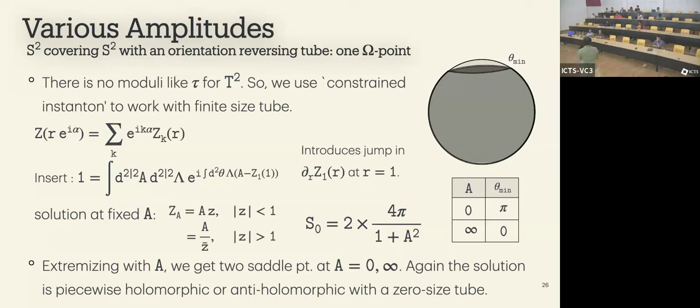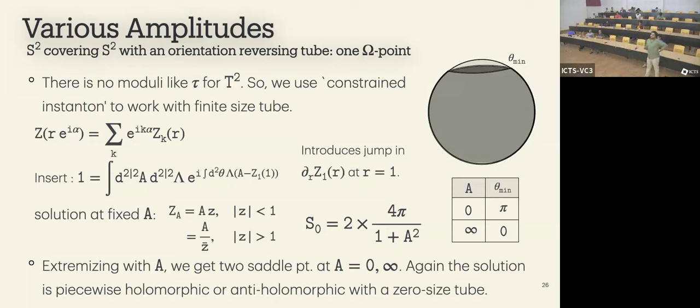Okay, this is like a bowl kind of thing, okay? And there is a disk created. There is an open disk on the target space. Now that's the mapping. Now in this sphere covering sphere, there is no moduli like tau for the torus. We had a moduli for the torus. Now we use a constrained instanton.